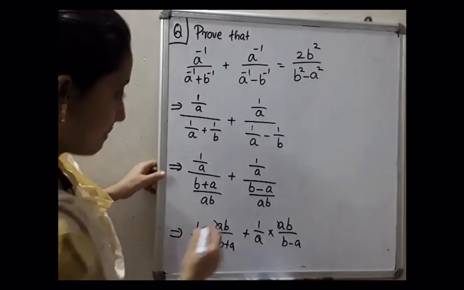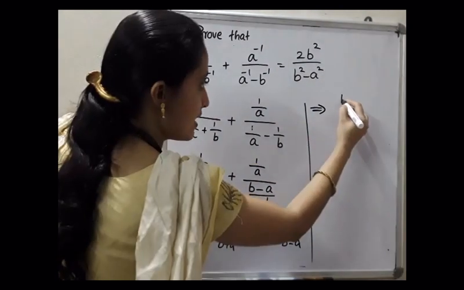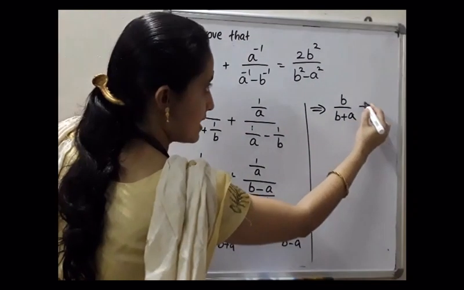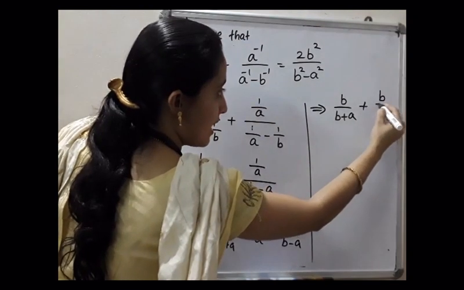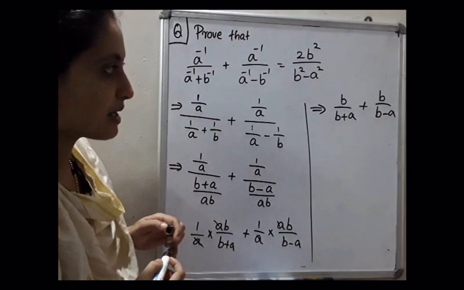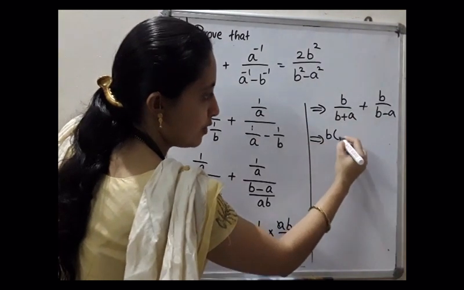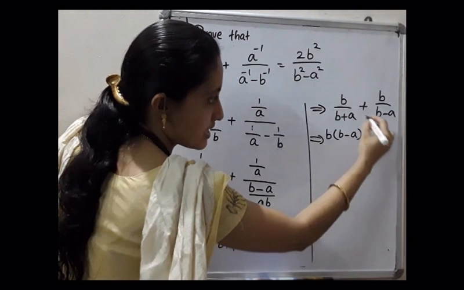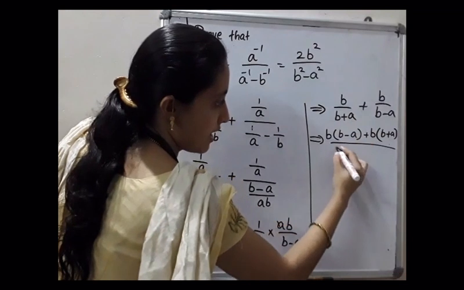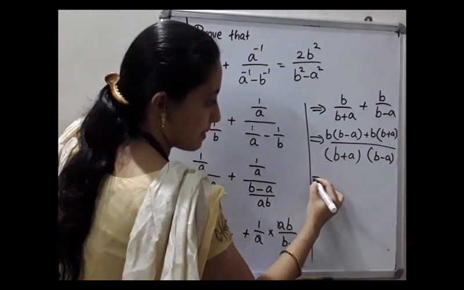So what is left here? B, so b by b plus a, then plus b by b minus a. Then again cross multiplying. So how can we cross multiply? b into b minus a plus b into b plus a, divided by b plus a into b minus a. Okay, cross multiplication, that's all.